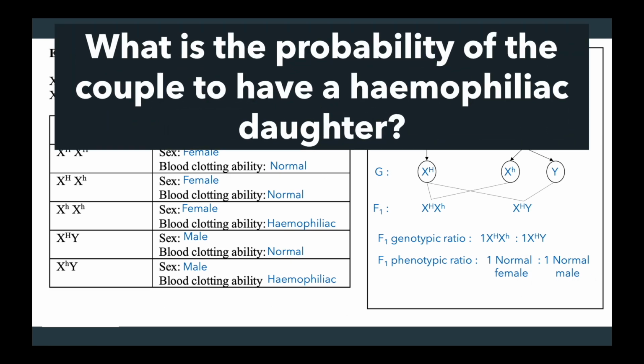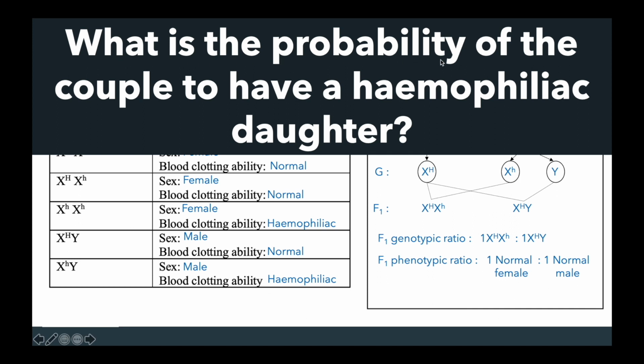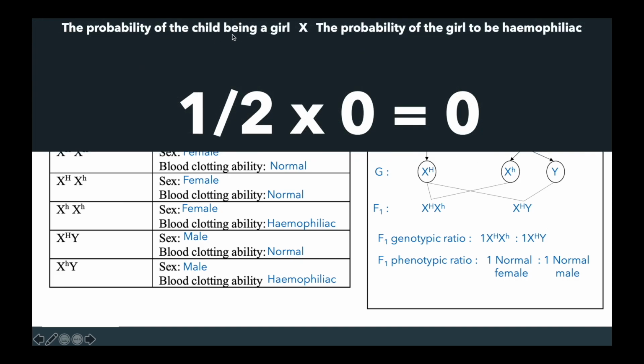Now, if the question asks what is the probability of the couple to have a hemophiliac daughter, we have to consider the probability of the child to be a girl times the probability of the girl to be hemophiliac. As you can see, there is a 50-50 chance for the child to be a girl, hence 1/2, and there is no chance for the girl to be hemophiliac, hence times 0, giving the overall probability of 0.